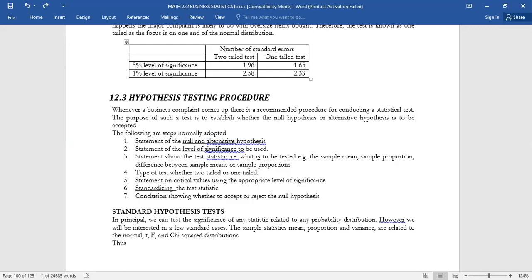In a standard hypothesis test, in principle, we can test all manner of things, but I've said that we are going to concentrate on the statistics. We can even go as far as the probability when you are using the Poisson, but I don't want to go to that extent. So we'll be doing the sample statistics: mean, proportion, and variance. And the related parameters, we know, are the t-scores.